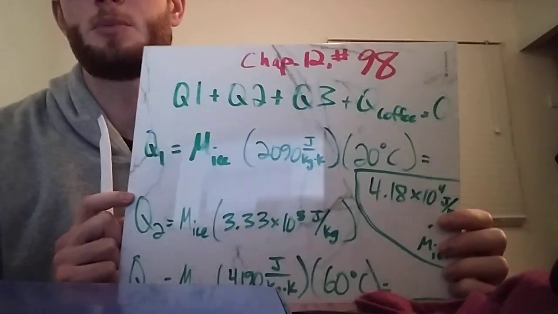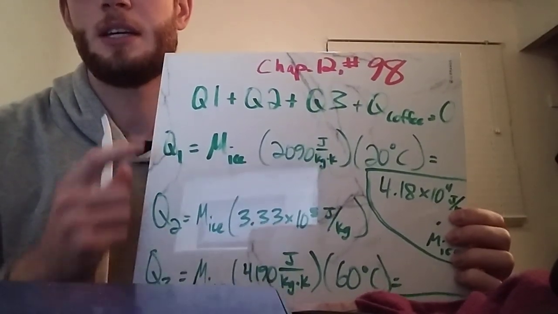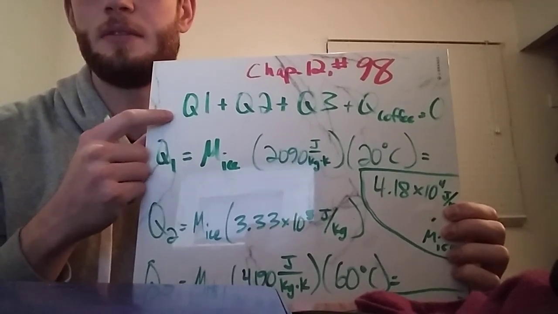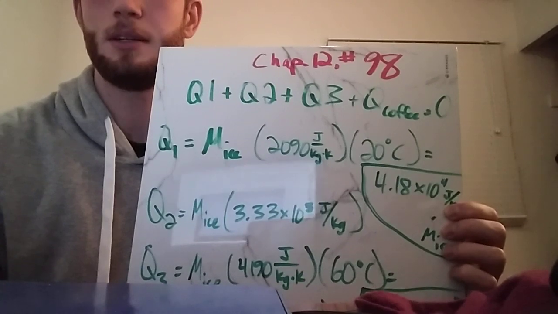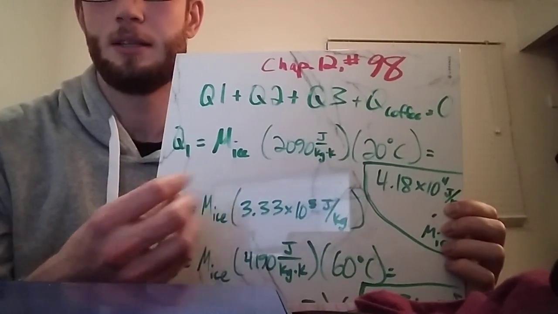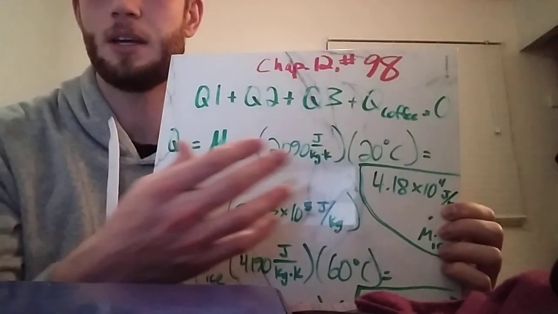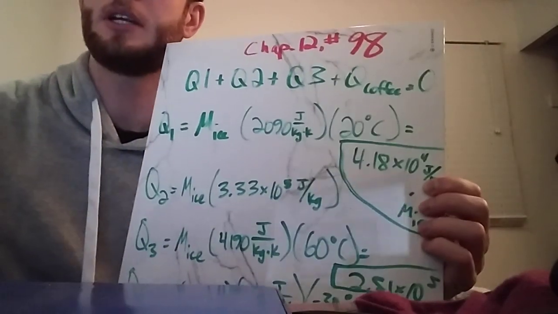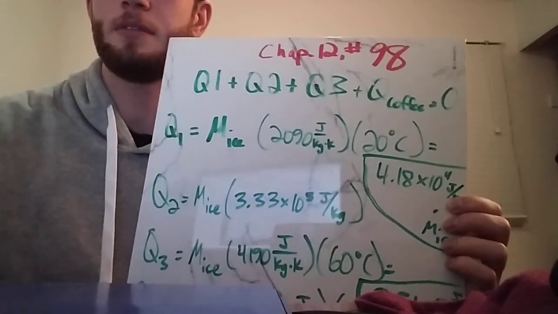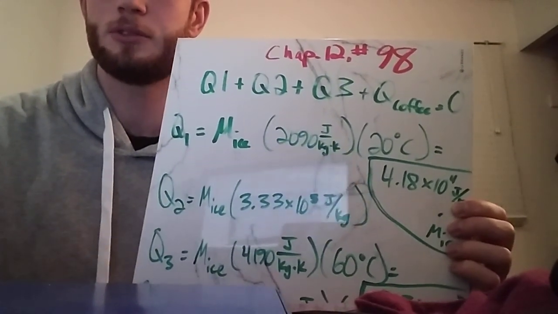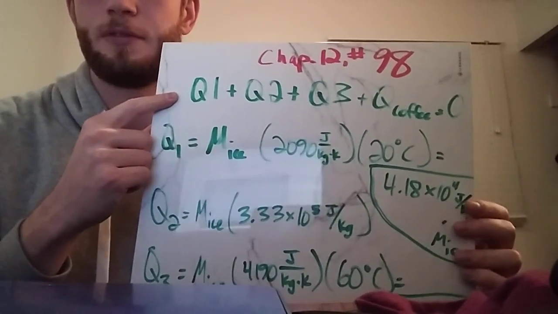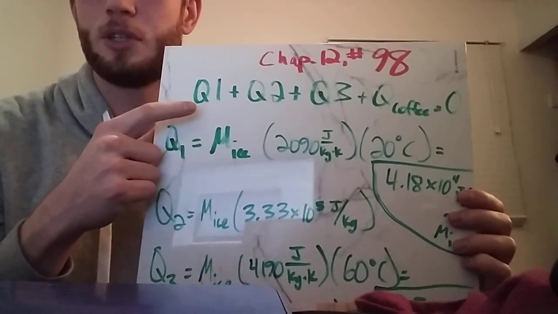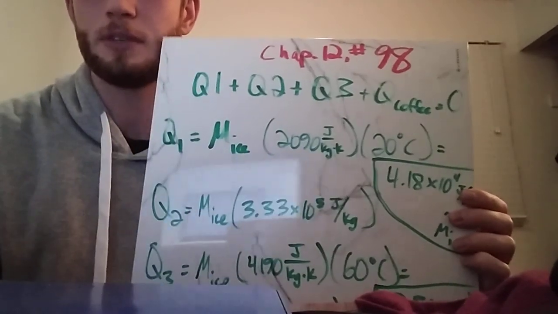To go about solving this problem, we need to find the heat for four different things really. So we're going to restate a pretty basic law that the transfer of heat is going to be a net zero movement. So we're going to get heat transferred from the coffee to the ice cube, but the overall transfer is going to be zero. So I broke this up into four different parts. We've got Q1, Q2, Q3, and Q coffee.